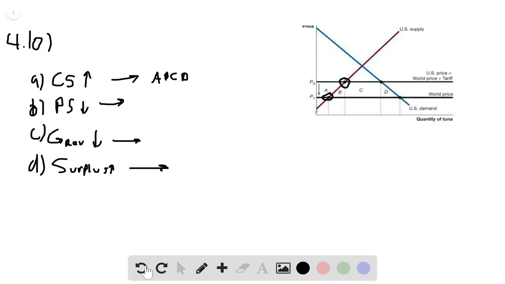For government revenue, here was the disparity between quantity supplied and quantity demanded. That's where the government made their profit off of tariffs. So this whole area C is what the government is losing in revenue.